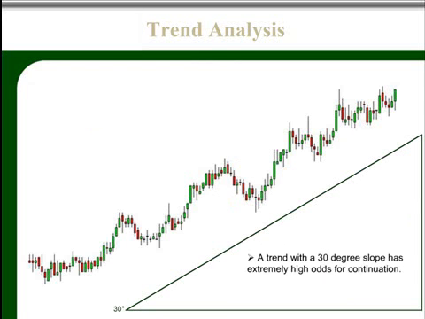A trend with a 30-degree slope has extremely high odds for continuation. This type of trend can form many waves. Managing pivots in a trend that has a 30-degree slope is an objective way to capture the majority of a strong trend. As long as prices are forming higher highs and higher lows, the odds are the trend will continue.